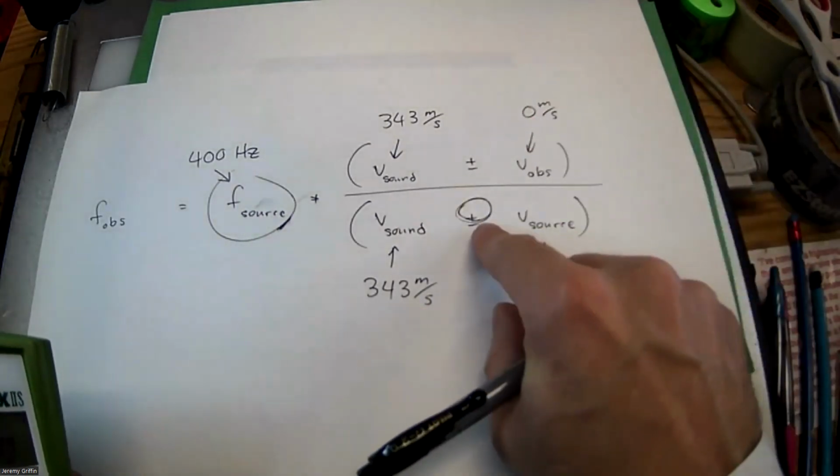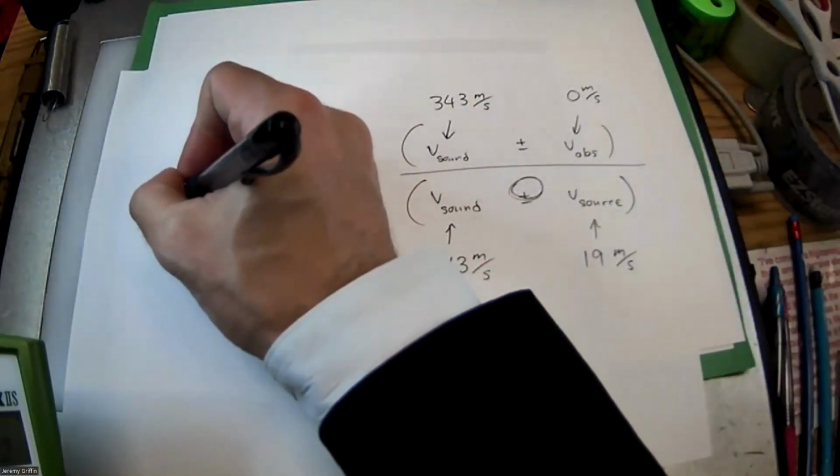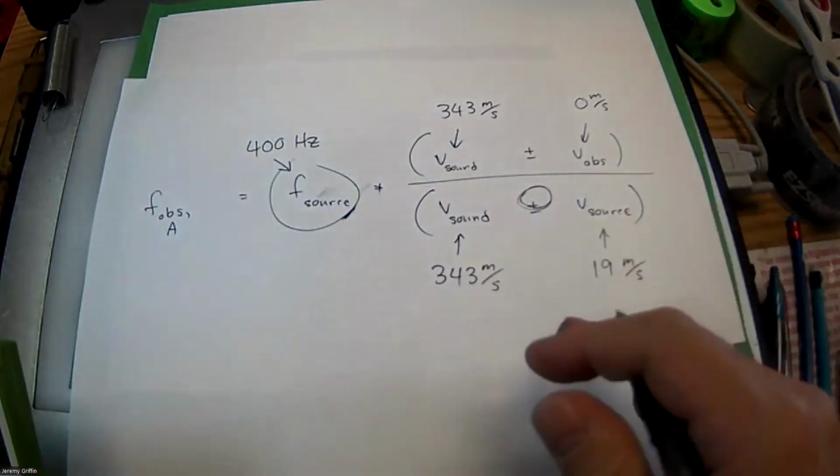It's got to be add. For person A, it is right. For person A, who the car is going away from.